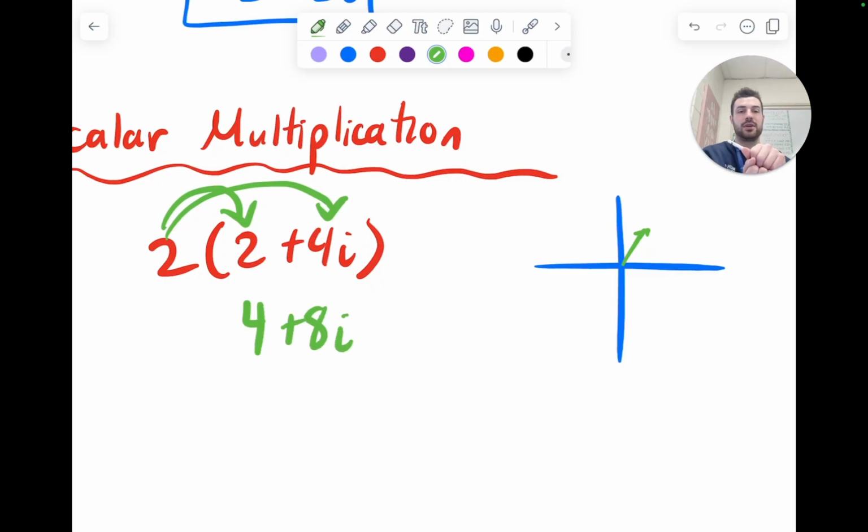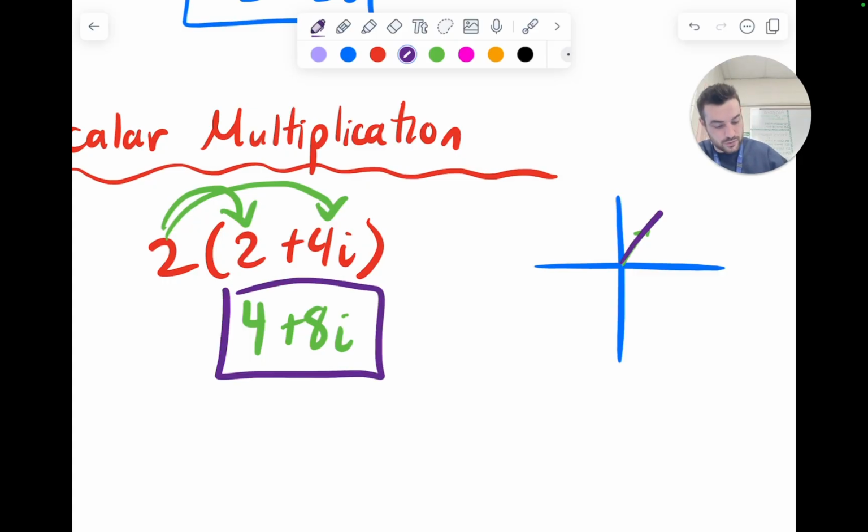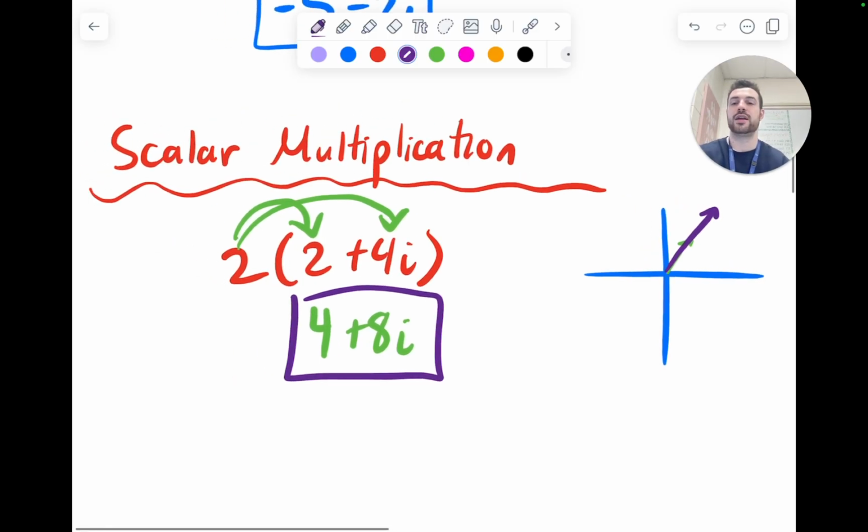If you think about what's happening, that arrow is being stretched in both directions. So it is now going to become twice as wide and twice as tall. All right, and that's what scalar multiplication is, when we are multiplying by a scalar value in front, which is what we're doing here. All right, so again, it's just the distribution property.